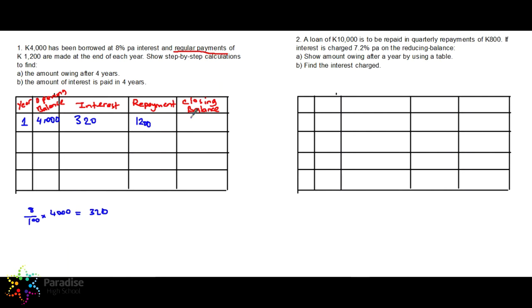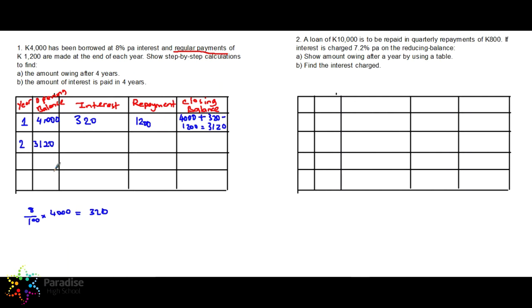Then how do I calculate closing balance? I add opening balance plus on top of it the interest. So that makes 4,320. You are repaying 1,200, so minus 1,200, you will get 3,120. So how will you calculate closing balance? You borrow 4,000. You have to pay 320 kina interest, and you are repaying 1,200. That's why it is minus. So the closing balance will be 3,120 kina. So 3,120 will be the opening balance in the second year.